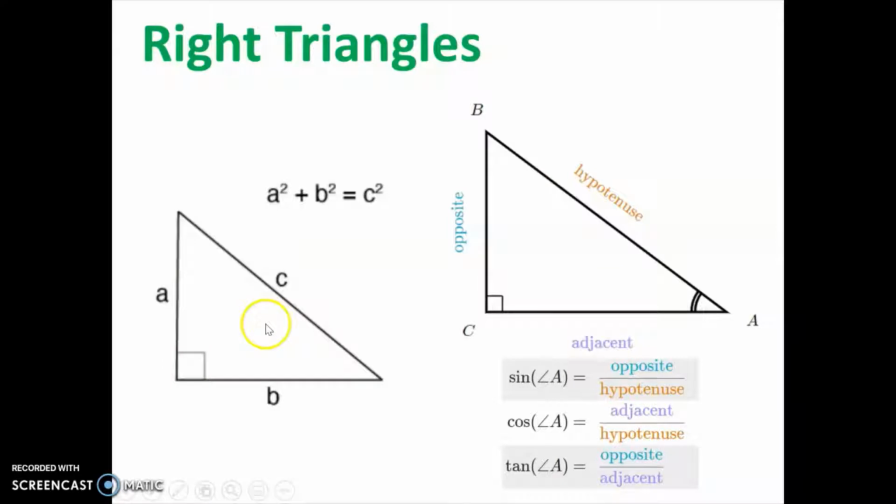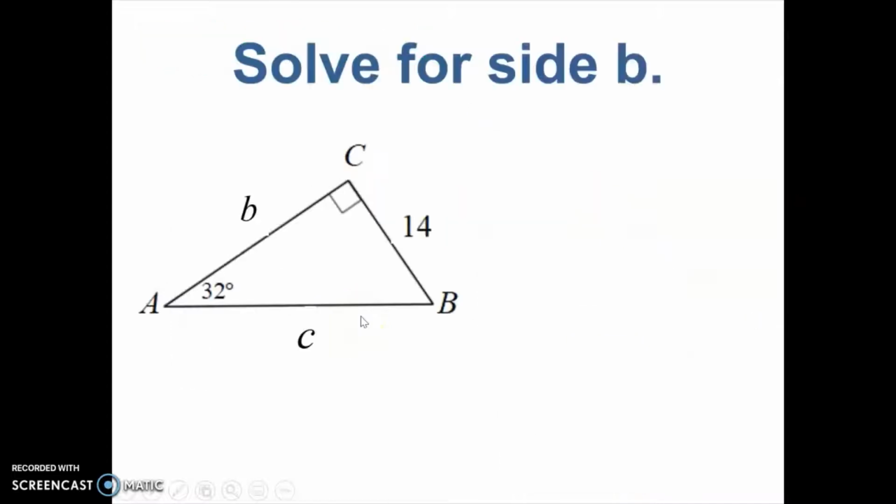We can use the Pythagorean theorem when we know two sides of a right triangle and we want the third. And we can use trig ratios when we know one angle and one side, or maybe two sides and we want an angle. So these things allow us to work with right triangles. But what's the sine rule? Well, before that, let's look at this first.